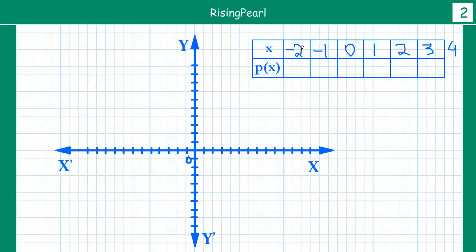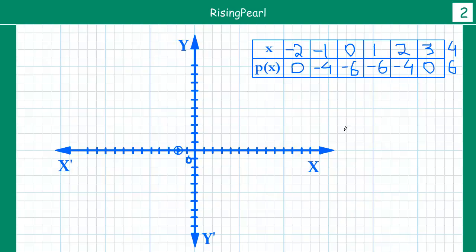So the value for p(x) here was 0. Here it was minus 4. Here it was minus 6. Here it is minus 6. Here it was minus 4. Here it was 0. And here it is plus 6. Now we would want to draw out each of these points on our graph.